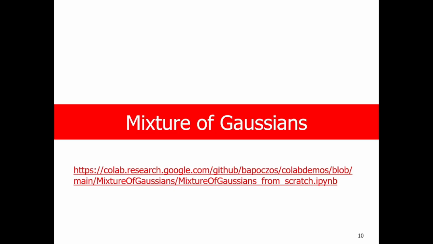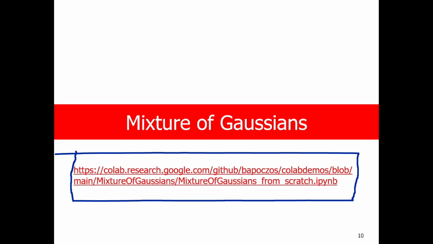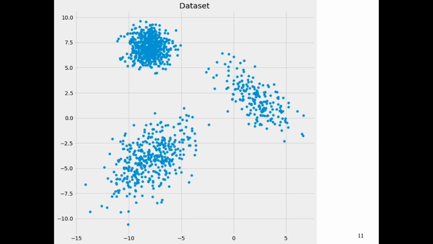After this short introduction, we are ready to discuss applications and learning algorithms for the mixture of Gaussians model. This link points to a Google Colab Jupyter notebook that contains the code of some of the algorithms that we will discuss now. Given a data set like this one, the goal of the mixture of Gaussians density estimation algorithm is to fit a mixture of Gaussians to the data.